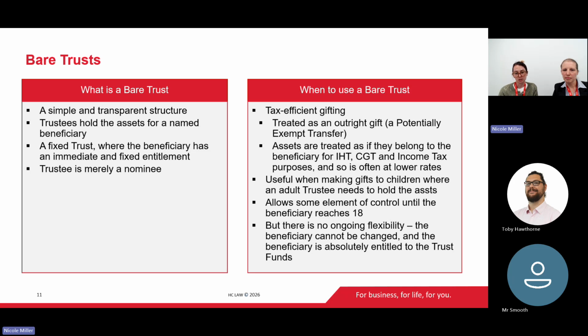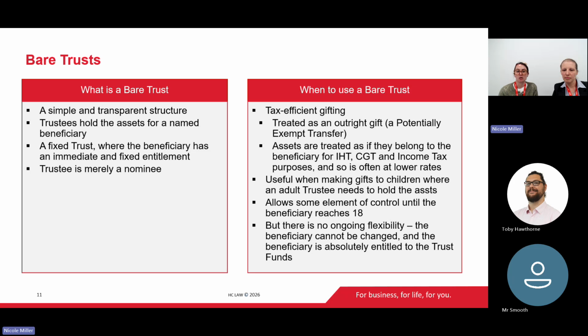So it is tax efficient for gifting, as I say, so it's that potentially exempt transfer. It is treated as an outright gift again, so it is a PET. You'd have to outlive it by the 7 years. The assets are treated as if they belong to the beneficiary for IHT, CGT, and income tax purposes, and so it's often taxed at a lower rate for that reason. It's particularly useful for making gifts to children, especially if they're minors, for example, but it does need an adult trustee to hold the assets.